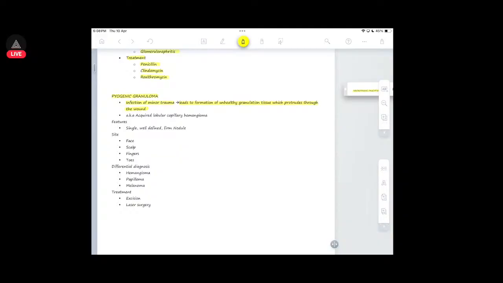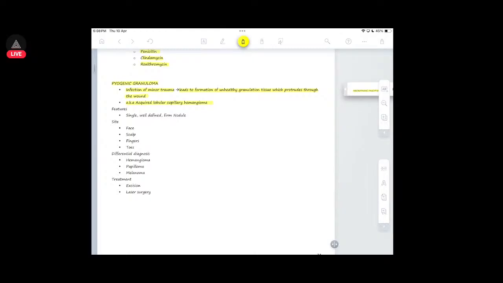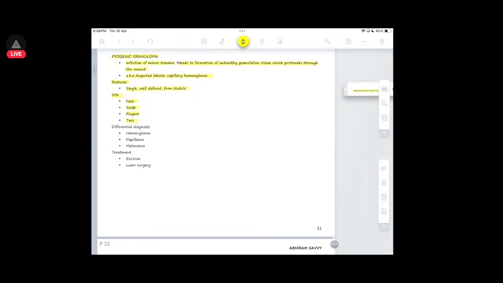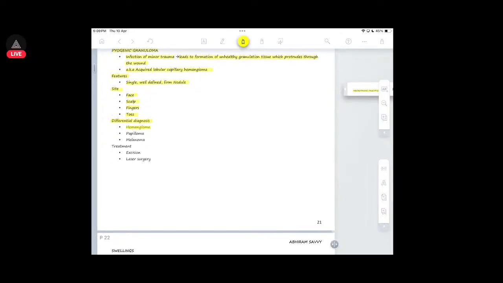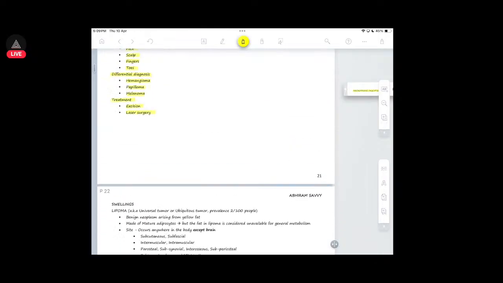Okay, then you have pyogenic granuloma, which is an infection of minor trauma that leads to formation of unhealthy granulation tissue, which protrudes through the wound. It is also known as acquired lobular capillary hemangioma. Features: you have a single well-defined firm nodule. The sites are the face, scalp, fingers, and toes. Differential diagnosis: hemangioma may be there, papilloma may be there, melanoma may be there. So treatment: you have excision and laser surgery.